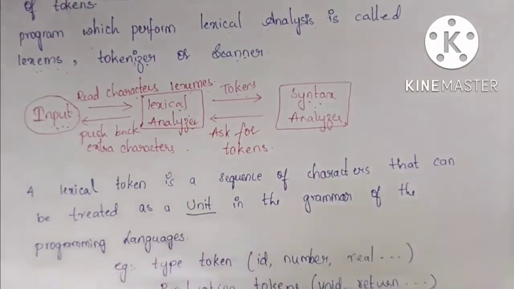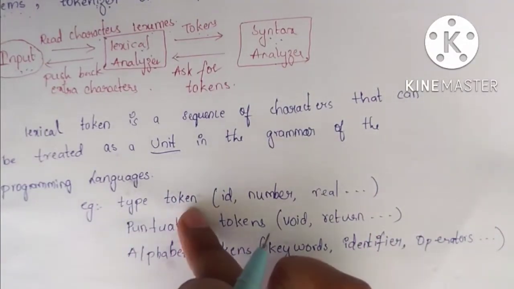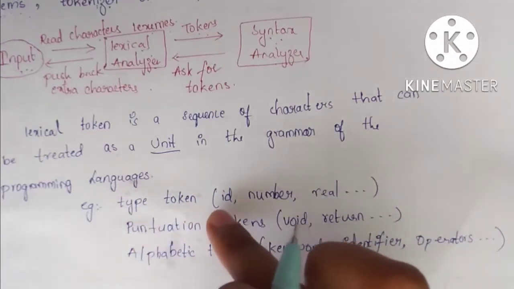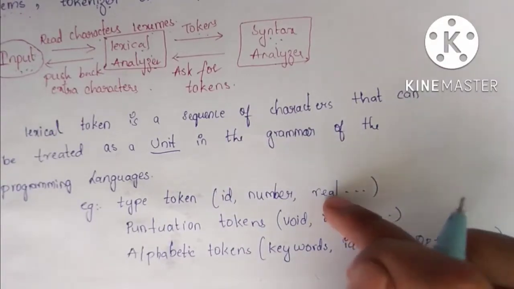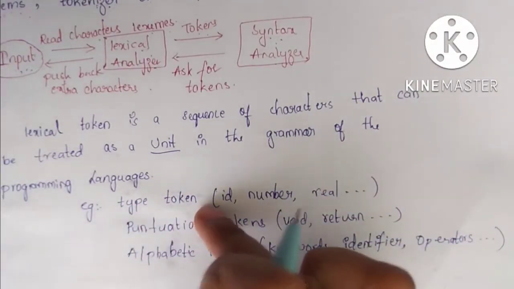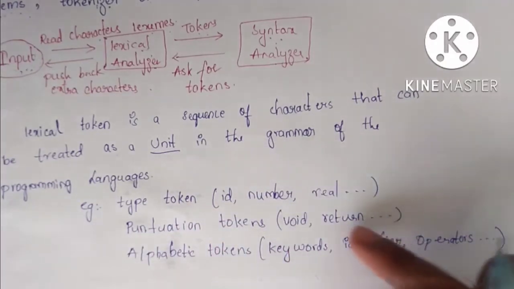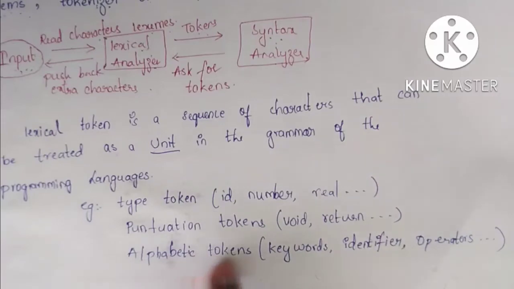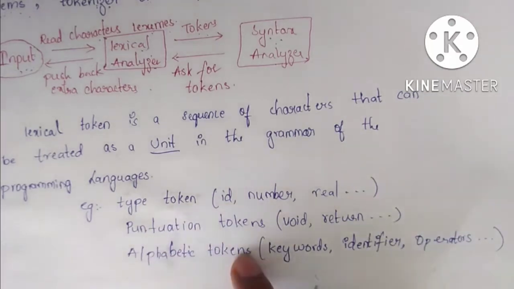Okay. Next, here I have given three examples. First, the type token: types such as identifiers, numbers and real numbers can be treated as type tokens. Next, punctuation tokens: all the data types or keywords, such as void and return, we can put in the punctuation tokens. Next, alphabetical tokens: here we can have keywords, identifiers and operators, such as arithmetic and relational operators. Whatever operators there are come under alphabetical tokens.